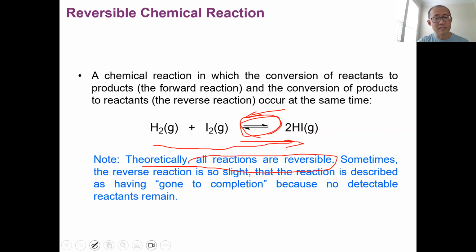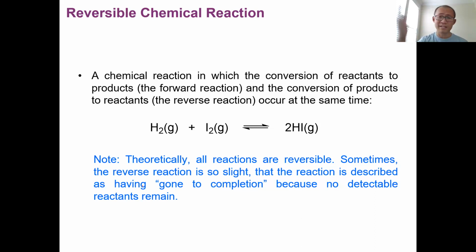But sometimes the reverse process is so slight that we assume the reaction has gone to completion. That means you don't detect any reactants available. The reverse process is happening in a very tiny, slight amount, but it's still not absolutely zero. Like I said, all reactions are reversible. It's just that sometimes the reverse reaction is so slight we neglect it and assume the reaction has gone to completion. That's why we use a single arrow. But technically speaking, all reactions can be represented with a double arrow, as a reversible reaction.